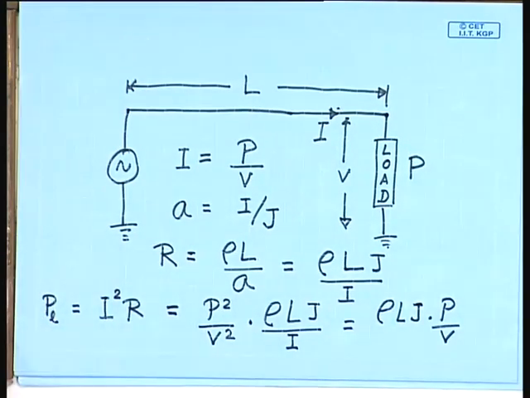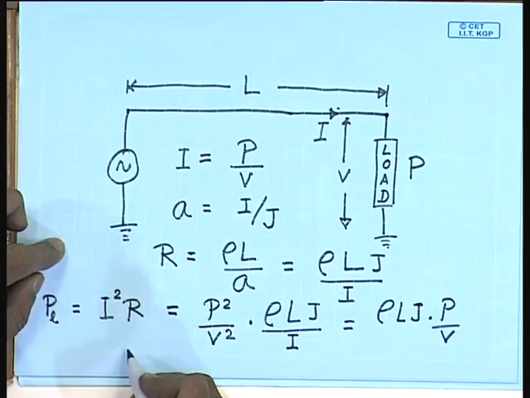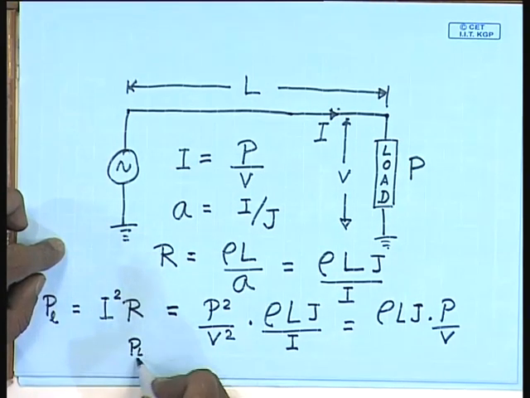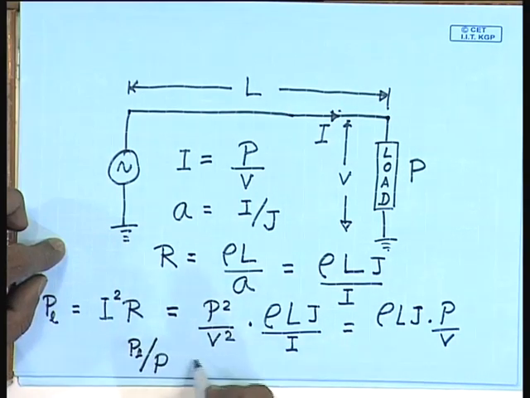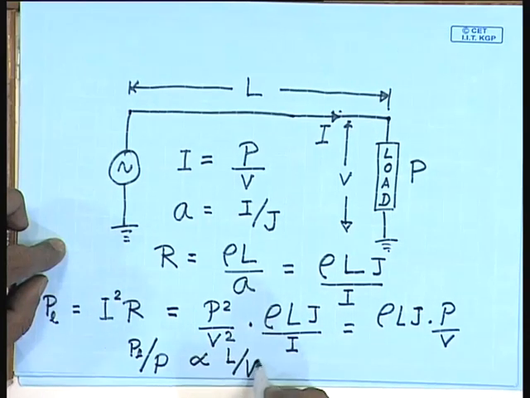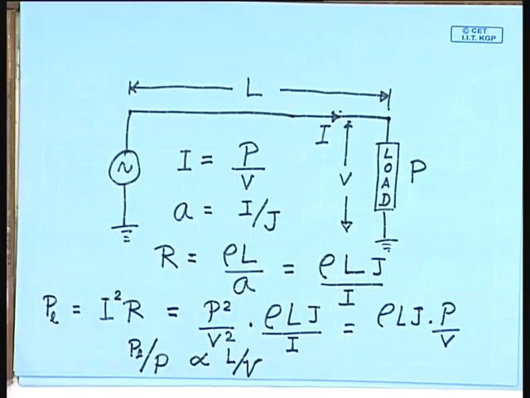So, we see that in order to transmit a given quantity of power P, the percentage power loss P_L by P is proportional to L by V. So, the larger the voltage V, the smaller will be the power loss. That says that the power should be transmitted at the maximum possible voltage. So, how do we determine this voltage?